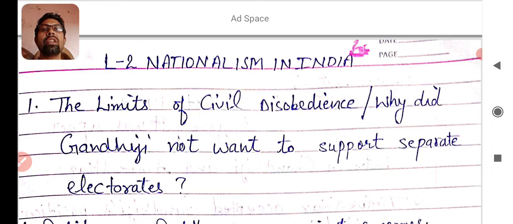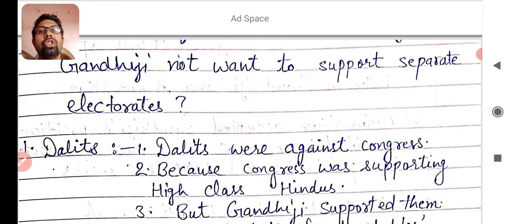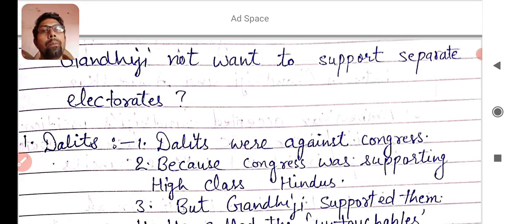Write about the limitations of the civil disobedience movement, or what were the demands of Dalits and Muslims during the civil disobedience movement. It can be the next type of question in the exam, and it can also be a question like, why did Gandhiji not want to support separate electorates? These are some examples of questions we are going to read now.